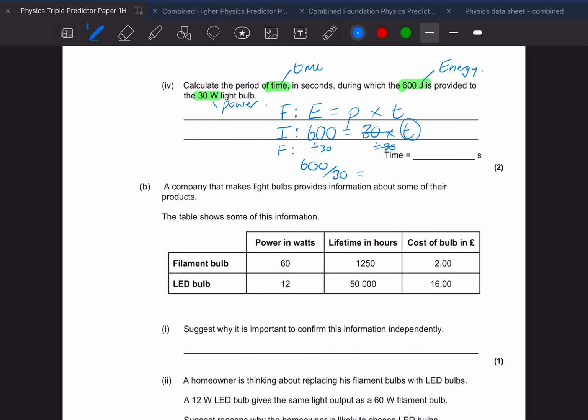Right. A company that makes light bulbs provides information about some of their products. So we've just got a table here. There's going to be stuff to do. So we've got 3 columns. Make sure you use as many of them as possible. Suggest what is important to confirm information independently. All right, this is just a standard how science works question.